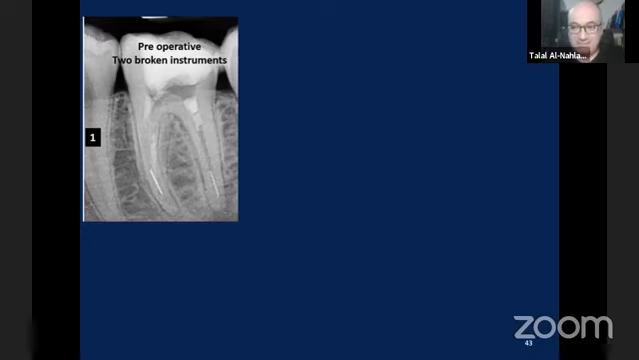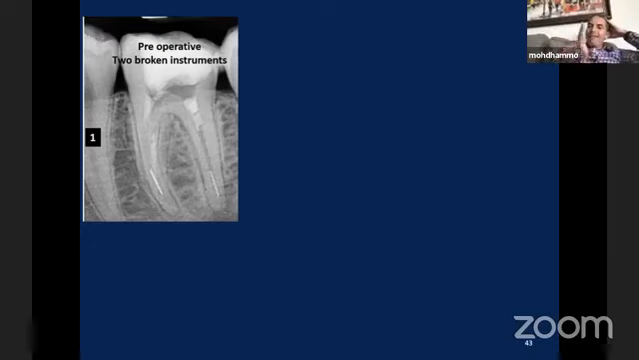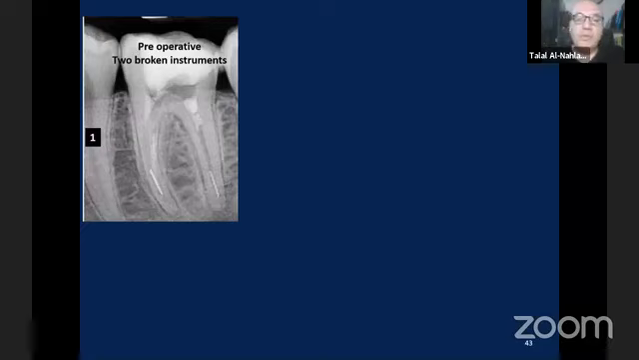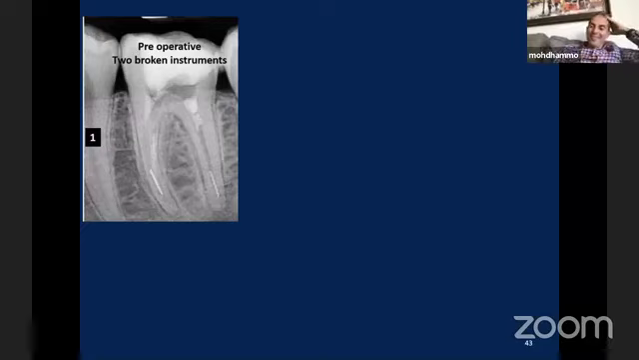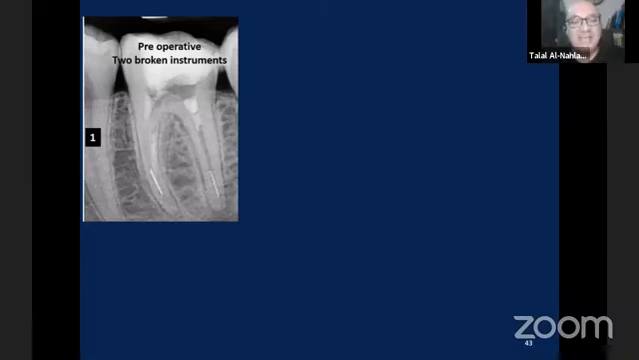Okay. My question now is a simple question. If you have such a case now, will you bypass or remove? For the distal, I will remove. For the mesial, I will bypass. Okay. Do you want me to tell you one thing?